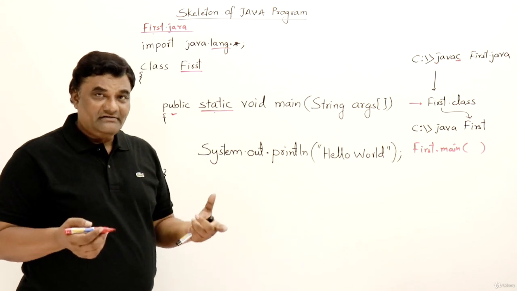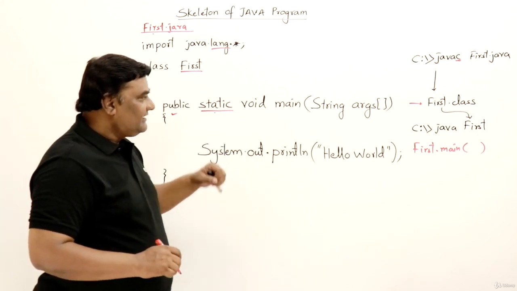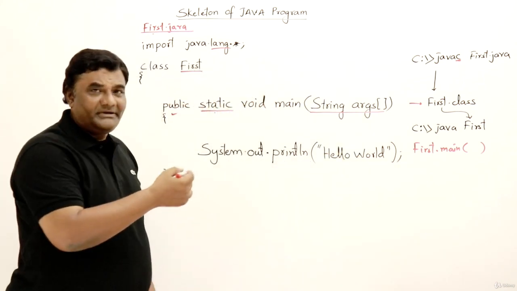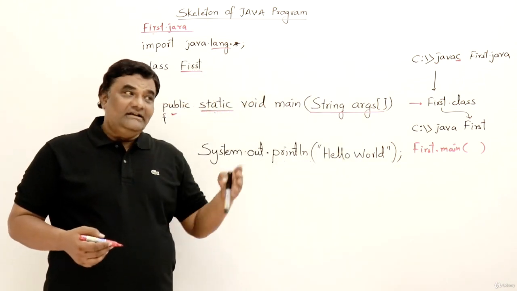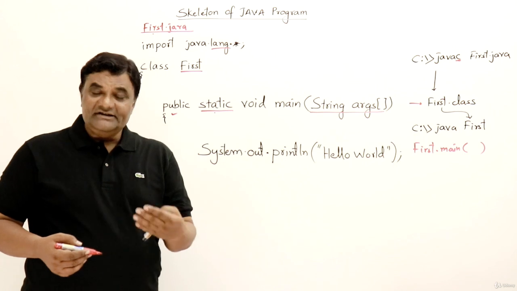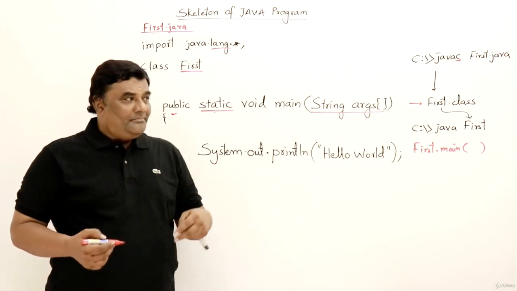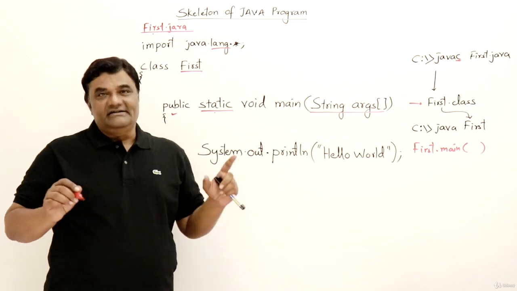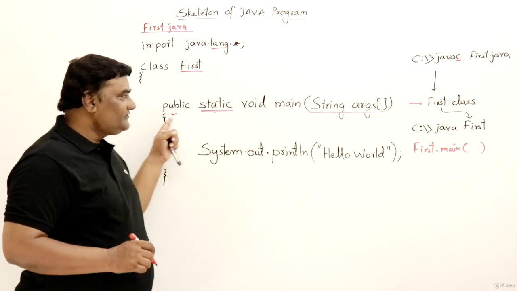Now, next thing, command line arguments. These are called command line arguments. Now, this is a separate topic I have to discuss in detail, and this is actually optional whether you pass arguments or don't pass. But in a Java program, whether you are taking it or not, you must always write it. So this line you always have to write.